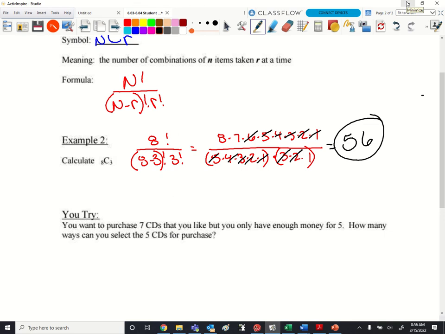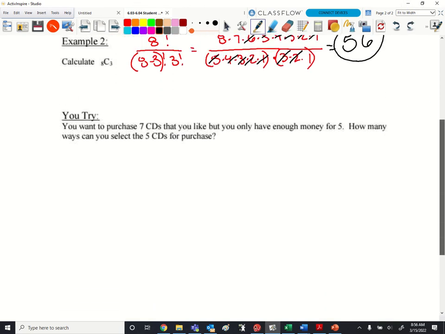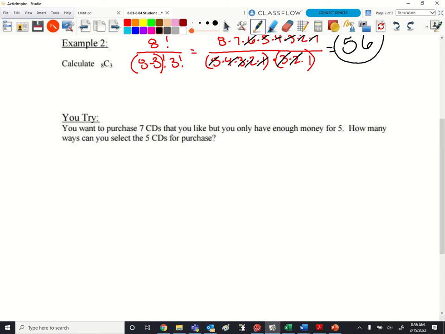Pretty easy now. So, here's another one I want you to try. You are going to do this one here on your own. Currently, right now.